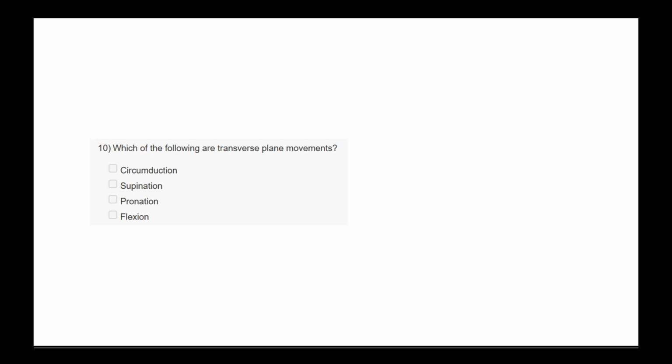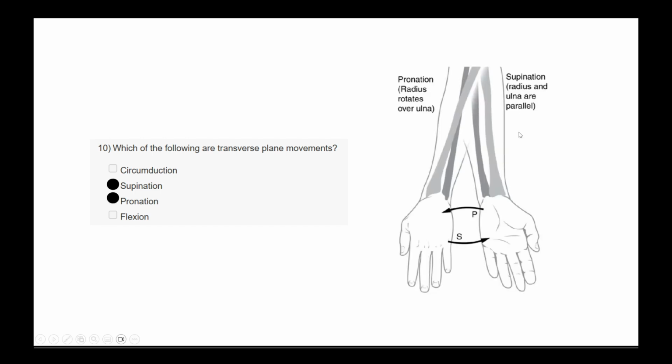Last question. Which of the following are transverse plane movements? Circumduction, supination, pronation, or flexion? The answer is supination and pronation, which happens in the transverse plane, along the transverse plane.